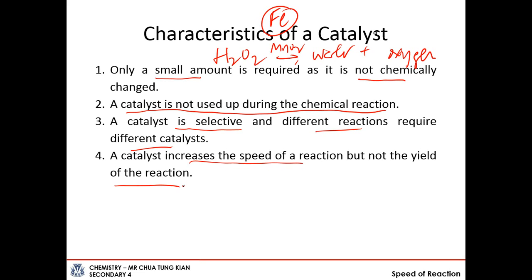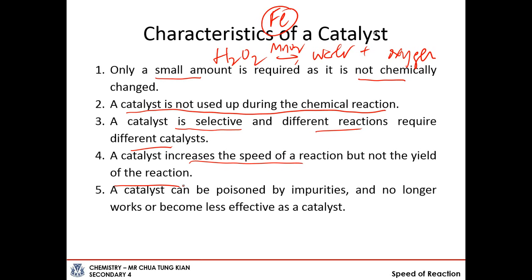So if you were to link this to the industry, this would be actually very good, because if I can make more product in a shorter period of time, it means that in the same time duration I can make a lot more product. So by making more product, it means that I can sell it off for more money. So in industry, catalysts are always used to speed up reactions when they can, because more product equals more money for the company.